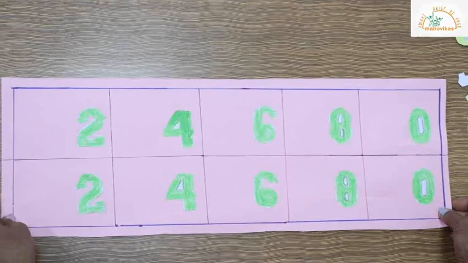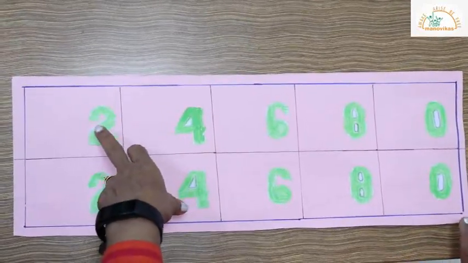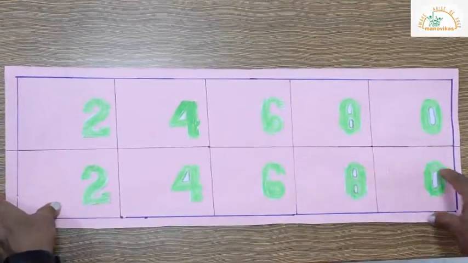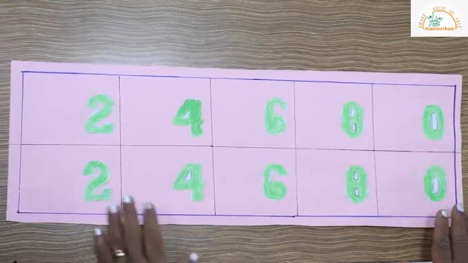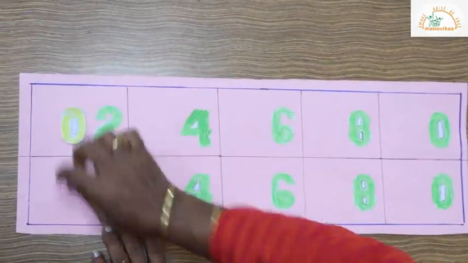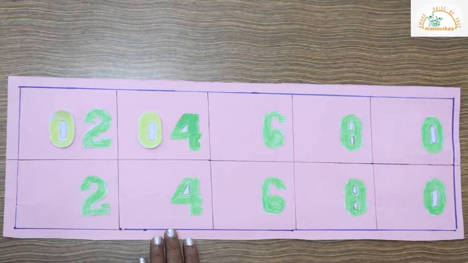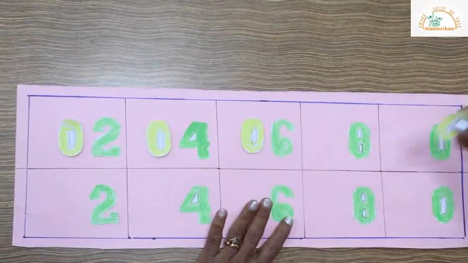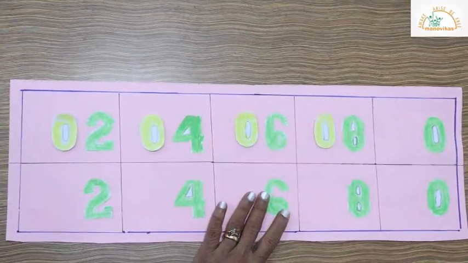Here we have a grid 5 by 2. In the top line, we have even numbers written in the ones place: 2, 4, 6, 8 and 0. In the bottom line, we have in the ones place 2, 4, 6, 8 and 0. Now, in the tens place, we are going to write number 0 in front of 2. In the tens place again, we write another 0. We take another 0 before 6 in the tens place, and we write another 0. In front of number 8 in the tens place, we write the fourth 0.